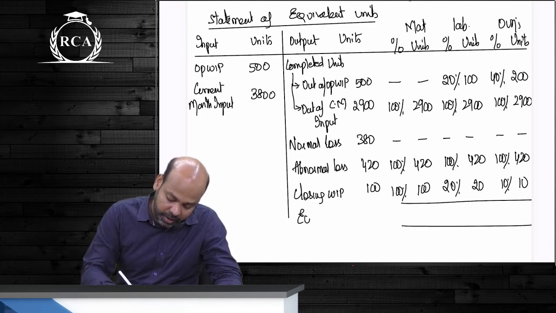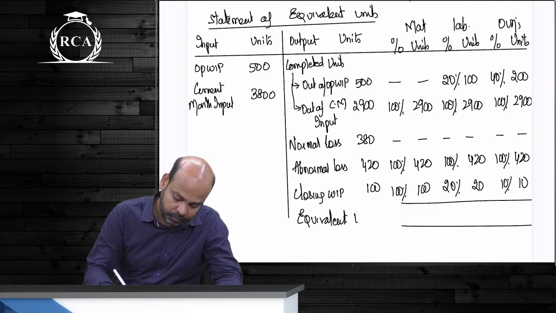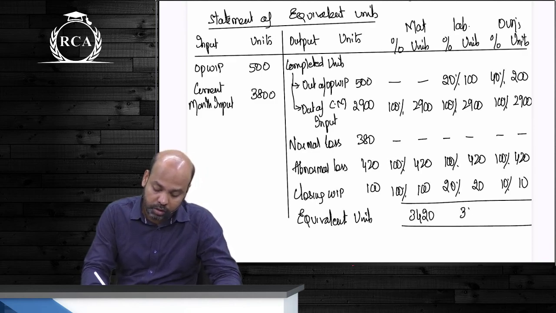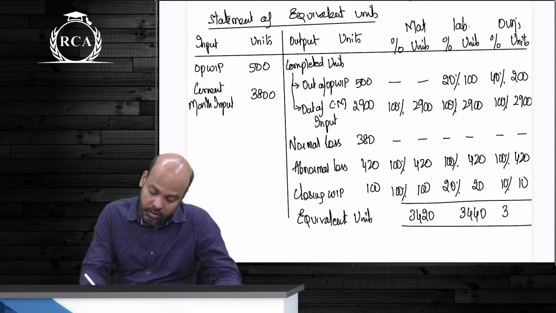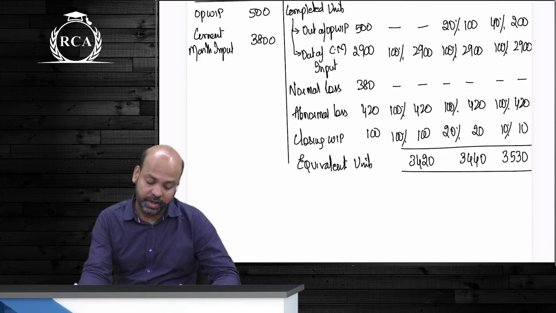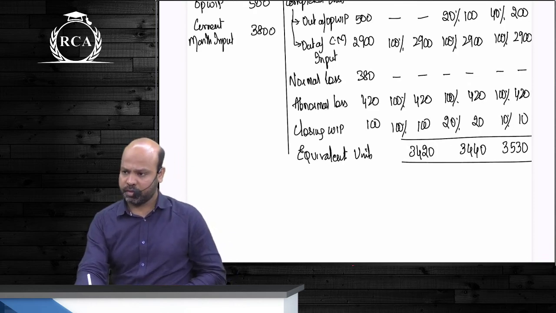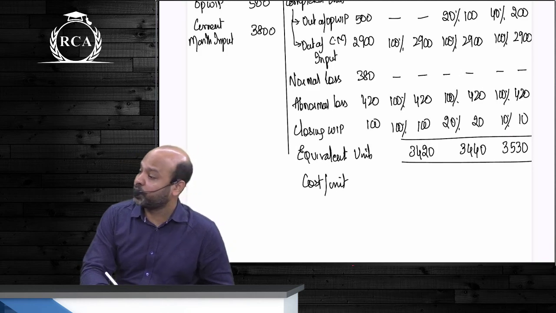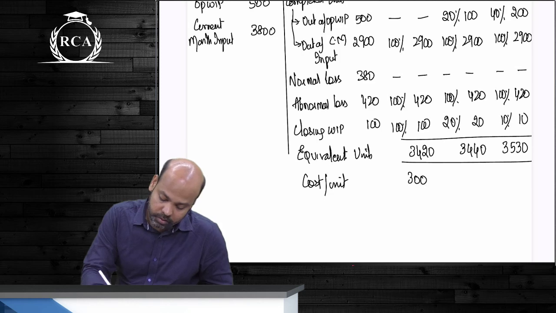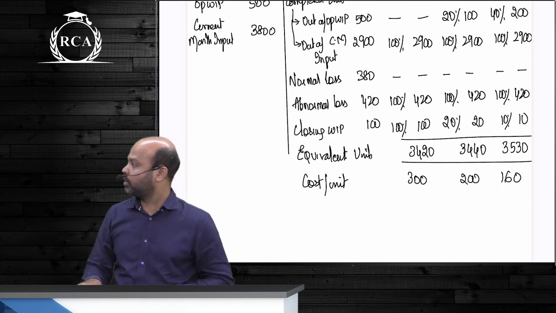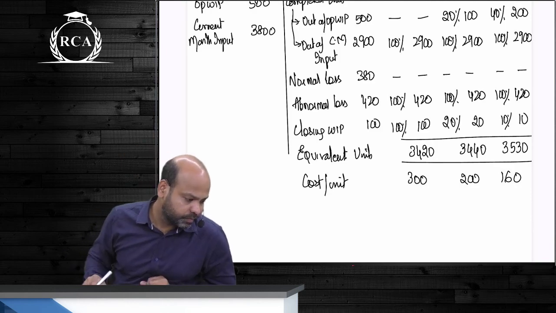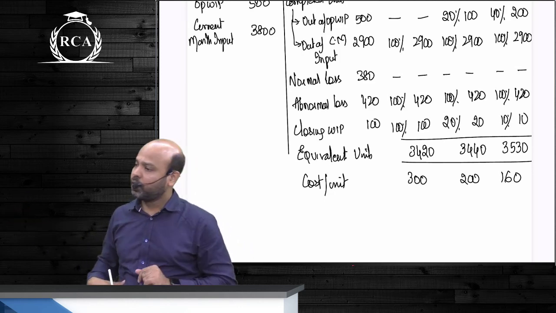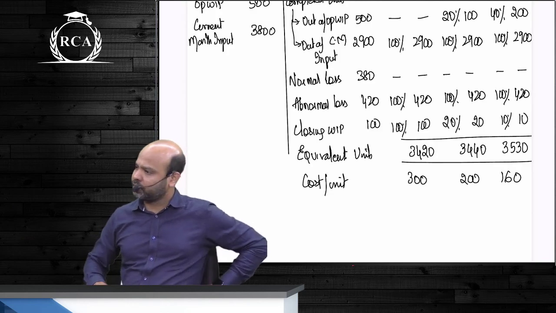What are the number of equivalent units? 3420, 3440, 3500. This will be the number of equivalent units. Cost per unit is already given, guys. Can someone tell me, beta, how much is the cost per unit? 300, 200 and 160. Based on the information till here, you can already answer fourth bit and fifth bit. Only to compute the third bit, guys, I will have to calculate again.